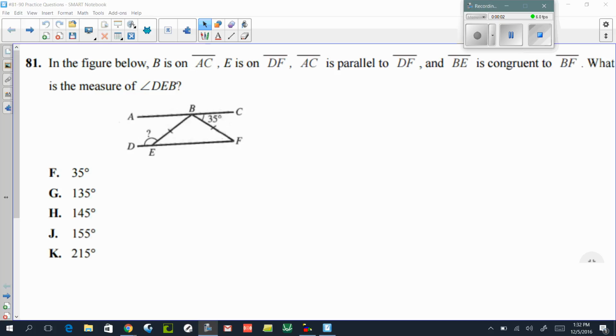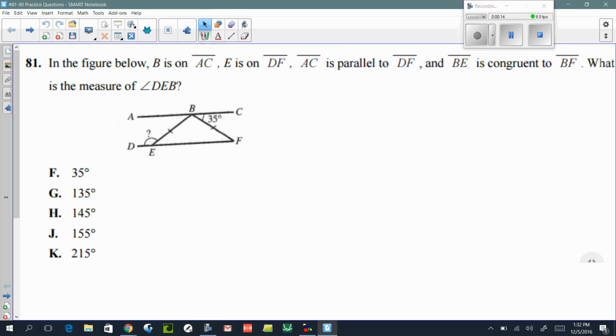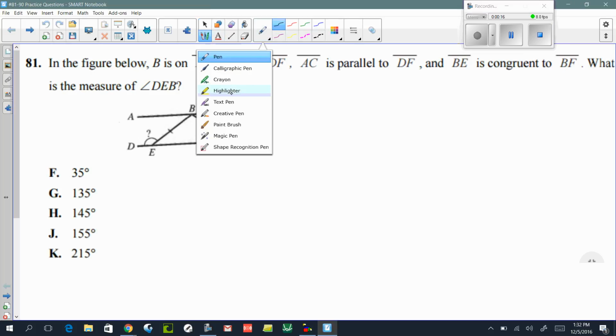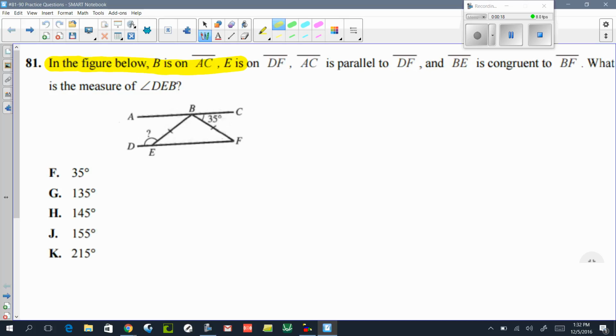All right, it's time to take a look at a few more trouble questions from the most recent assignment. The first question I want to take a look at is number 81. In this diagram, a lot of stuff, and most of it is fairly self-explanatory, and it's given. I think probably the most important part here is that AC is parallel to DF.